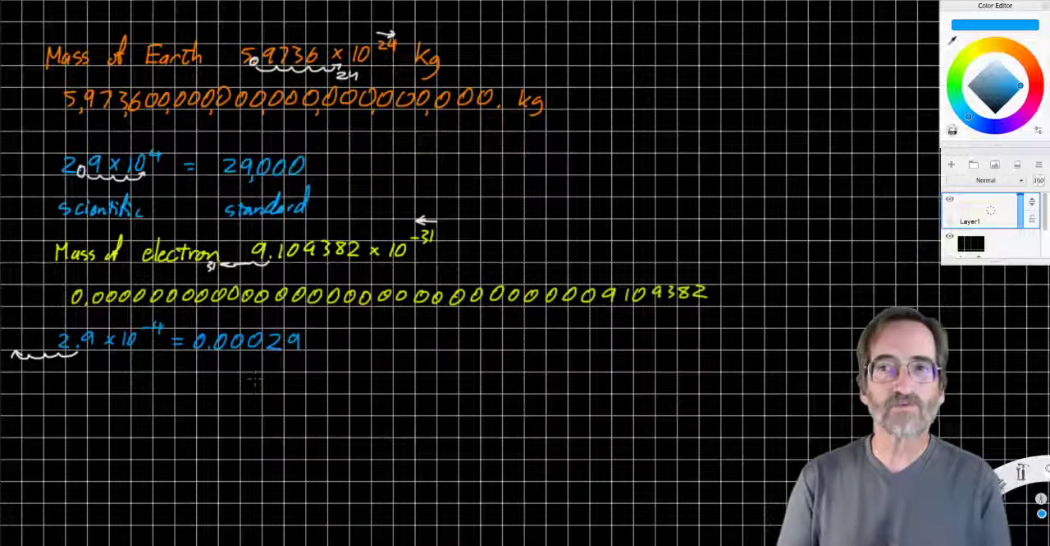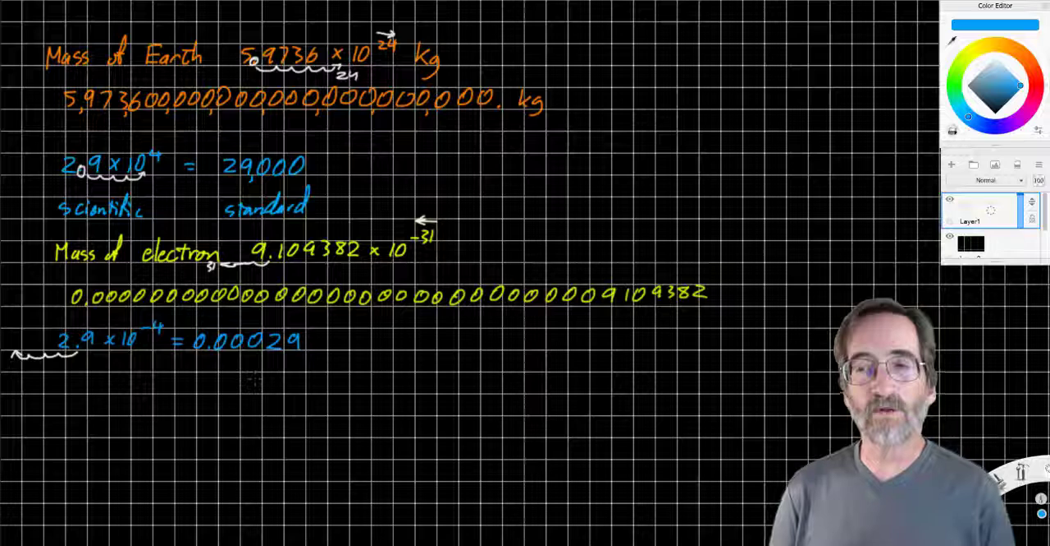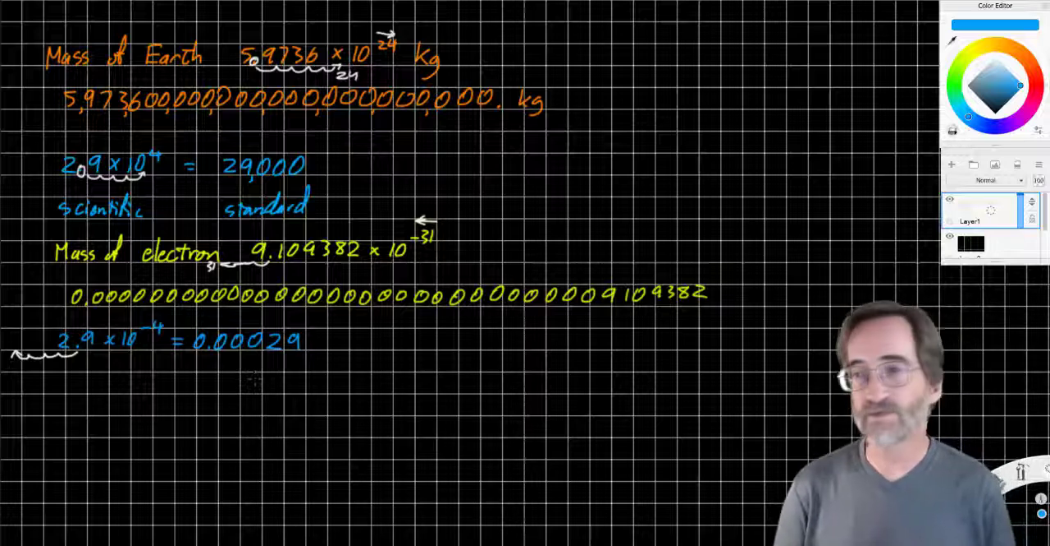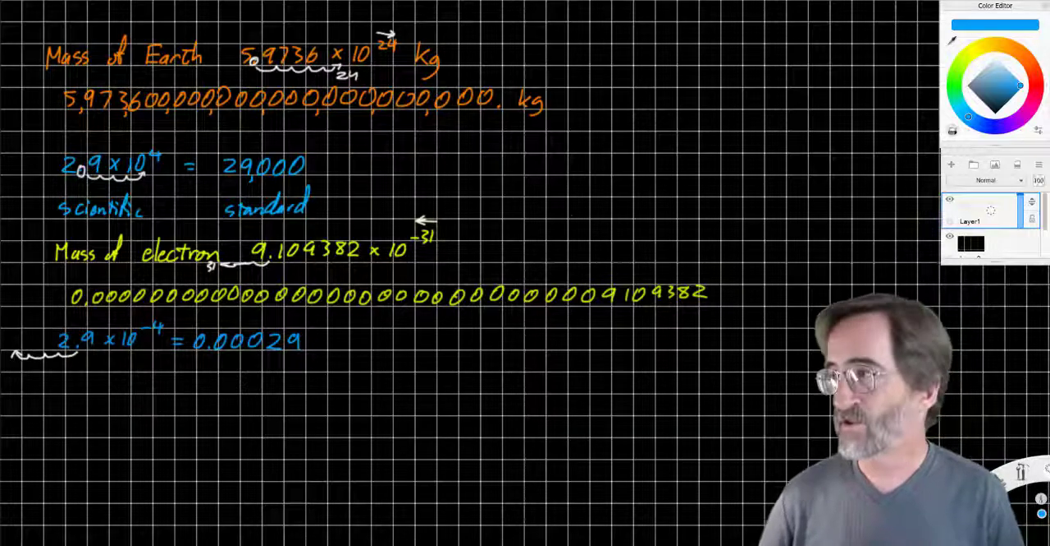So in both cases we've converted from scientific to standard, but we also need to be able to convert from standard to scientific. So let's take a look at that here.